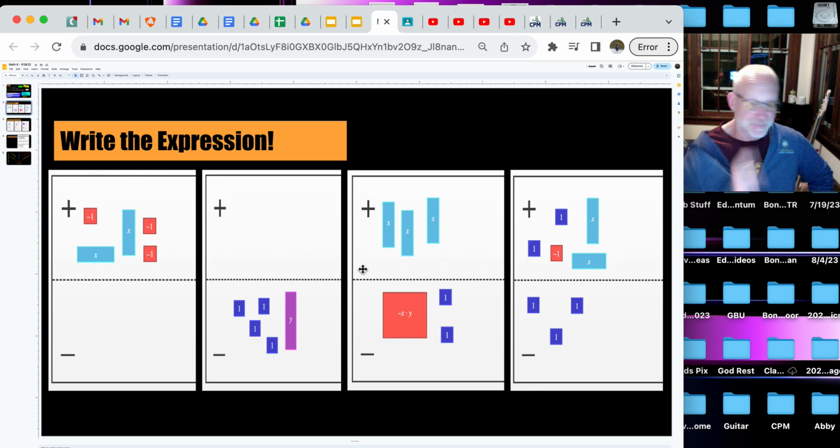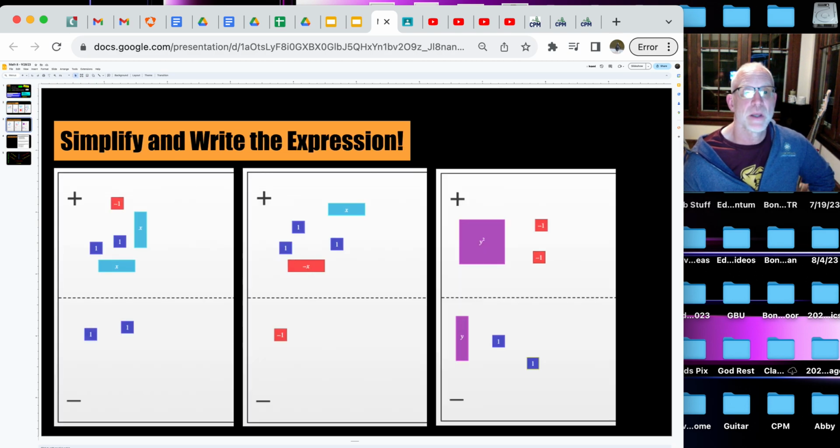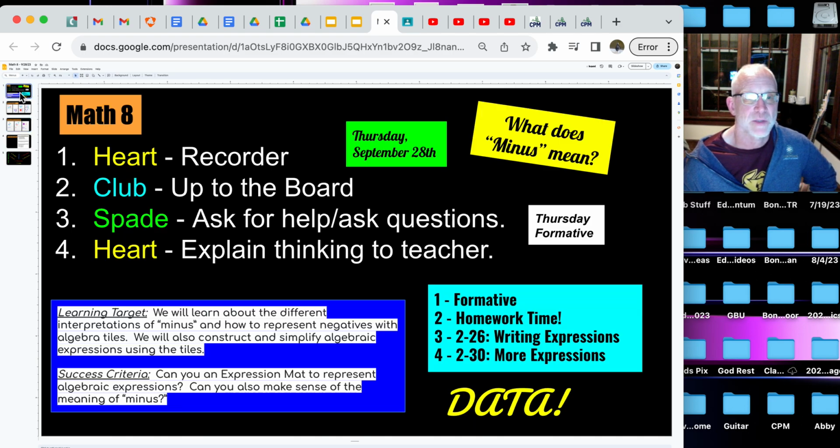If we get through that, the next thing we would do is simplify the expressions. Now we're talking about things like a positive and a negative will cancel each other out. Or what happens to positives if you pull them up here? Will they cancel anything out? So that's what we're doing on writing and simplifying expressions. And that should take us to the end of the day.